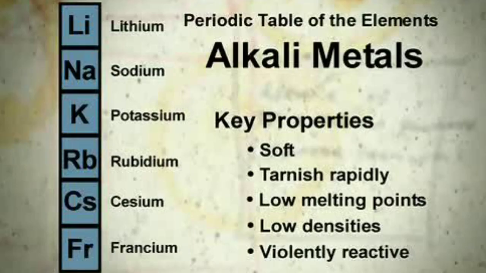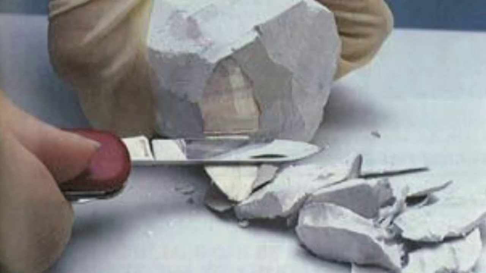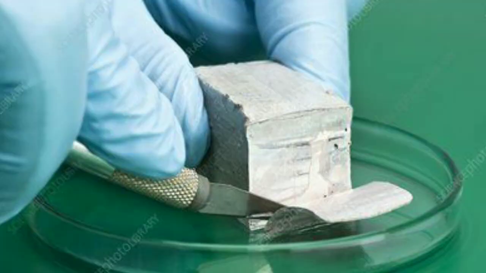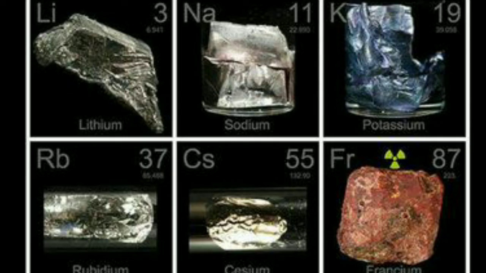Fifth, alkali metals, also called earth metals, for example lithium, sodium and potassium, are so soft that they can be cut with the help of a knife, because they have low densities and low melting points also.